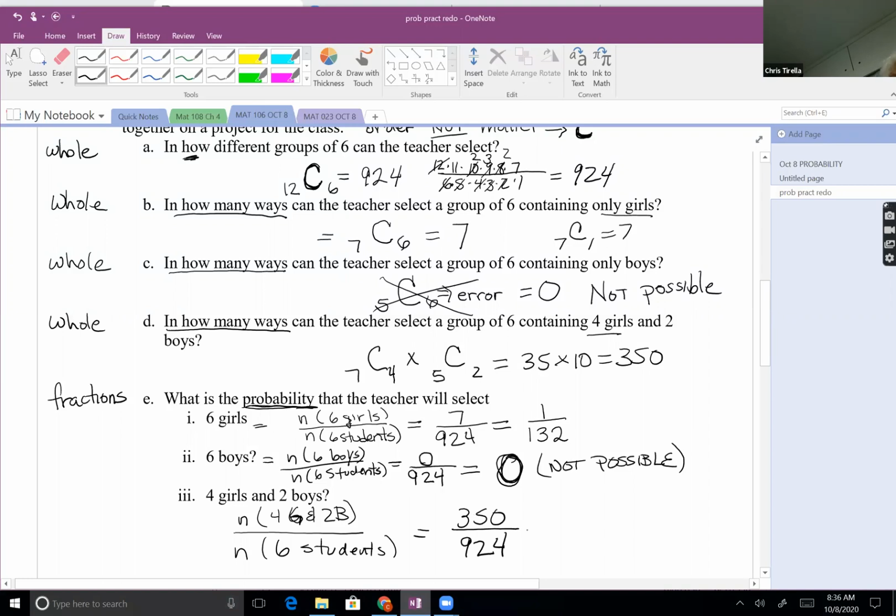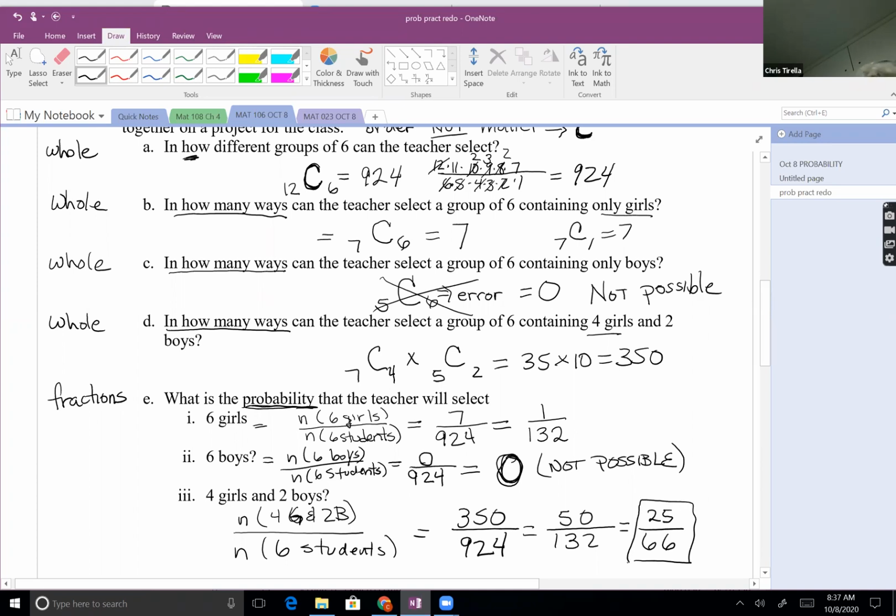And I think that's reducible. We can divide both numbers by 7 because we divided the denominator by 7 already. And now they're both even, so I can divide them by 2. And dividing by 2, I get 25 over 66. And so that would be my reduced form.